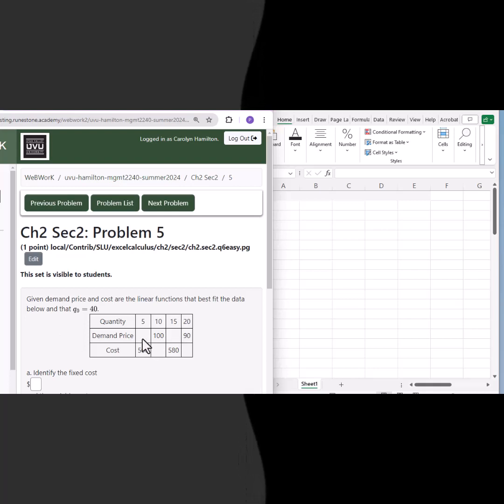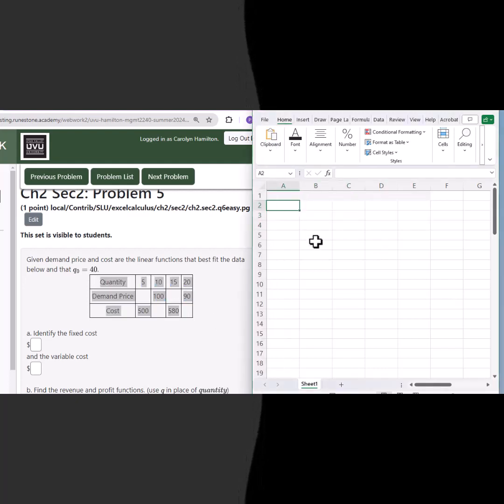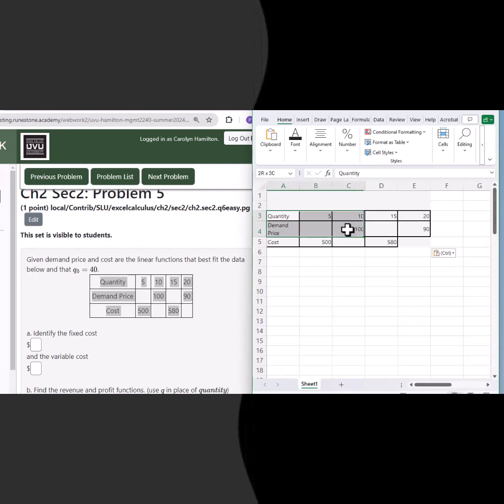Okay, given data, and this time the quantity and the cost are different than the quantity and the price here. So I've got empty cells in here, but Excel will ignore the empty cells. So let me bring this data in and then graph it.